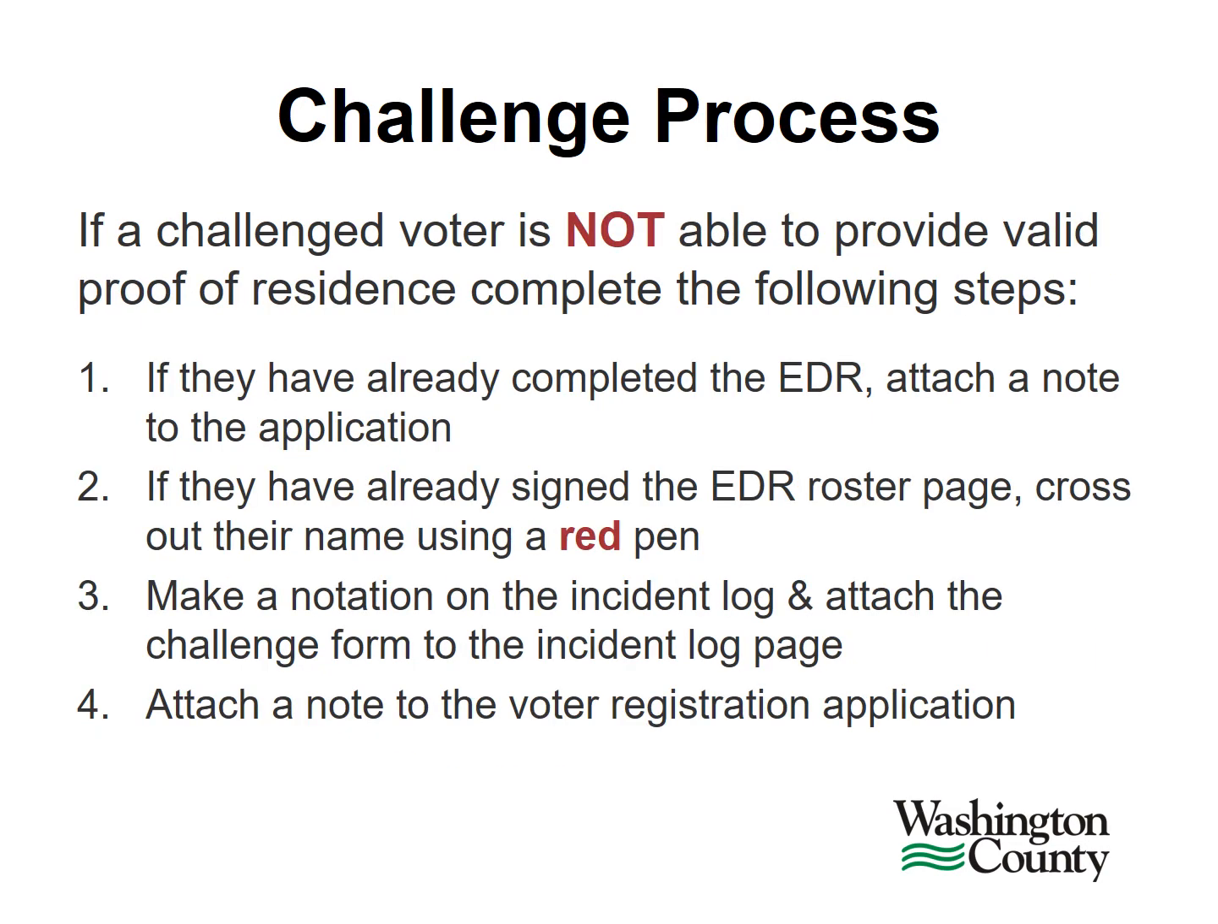If a challenged voter is not able to provide proof of residence and does not vote, complete the following steps. If they've already completed an Election Day registration form, attach a note to that application that they were a challenged voter and that they did not vote. If they've already signed the EDR roster page, please cross out their name using a red pen.